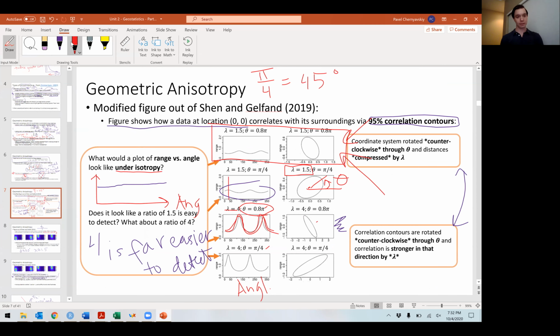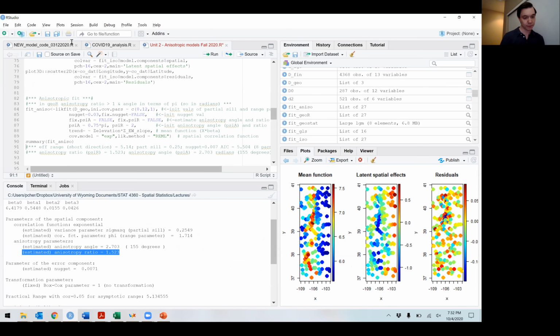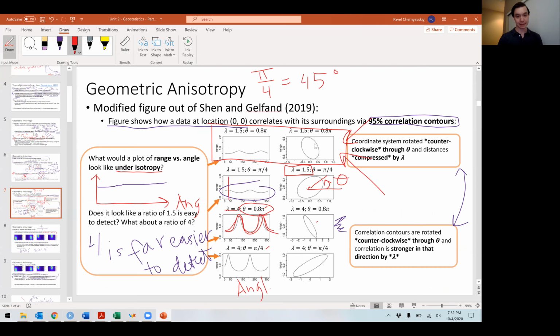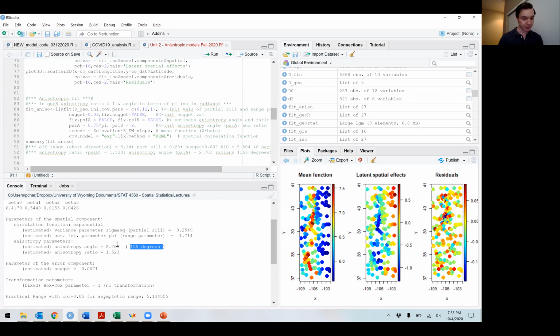Angle of 155 degrees, or 2.7 radians, and lambda, the ratio of 1.55. We have ratio of 1.523, all right? Partial sill, nugget, range parameter transformed into an effective range. Here are all the betas.